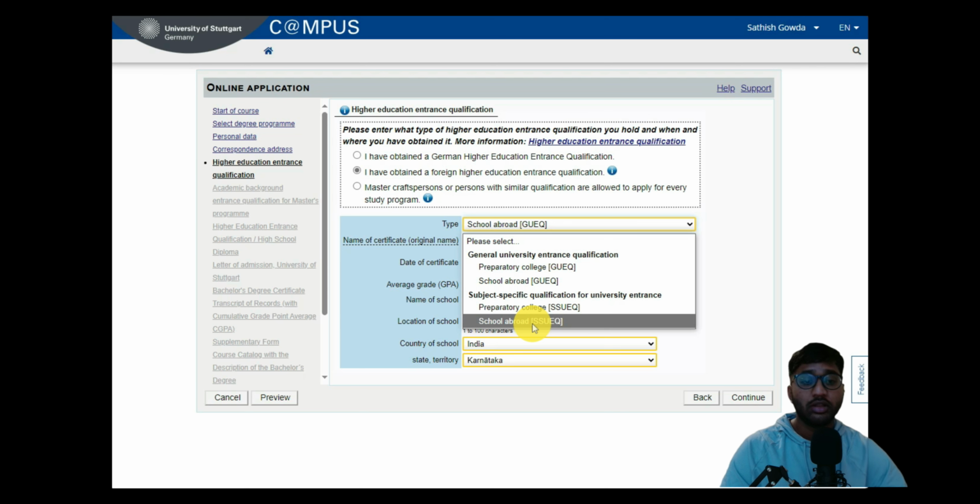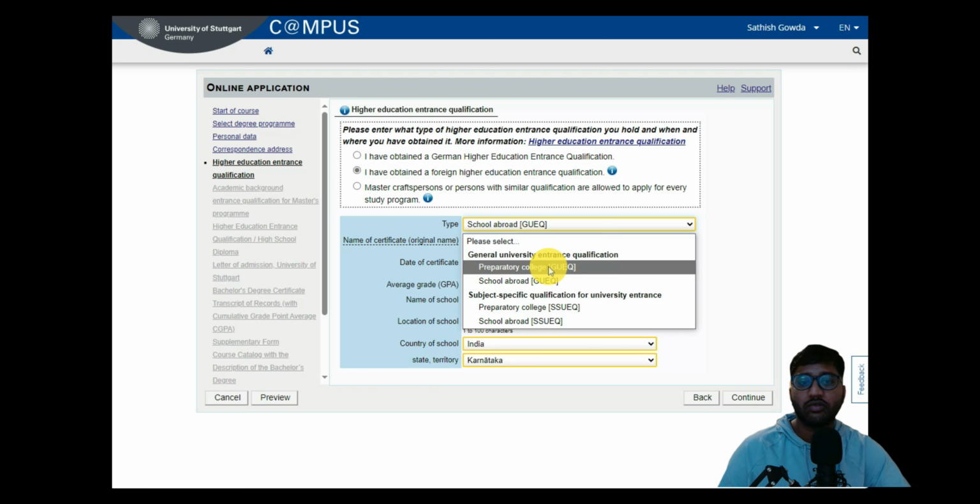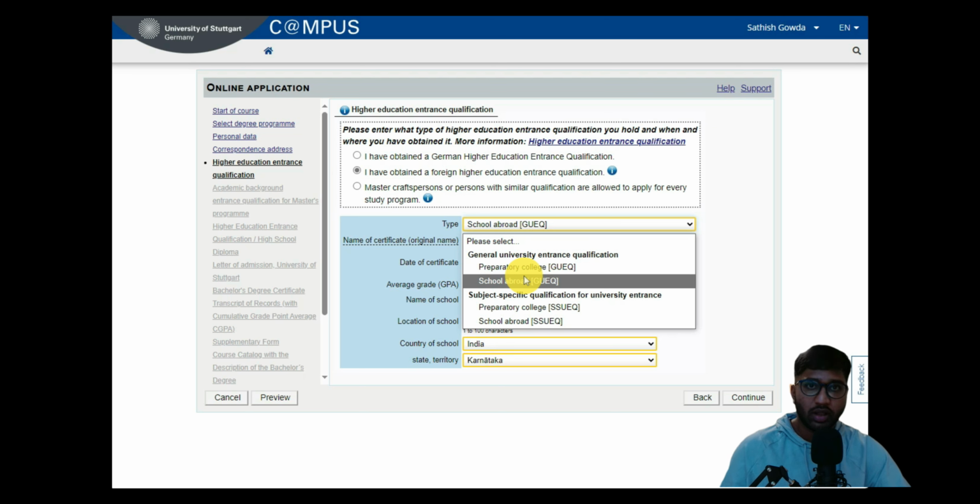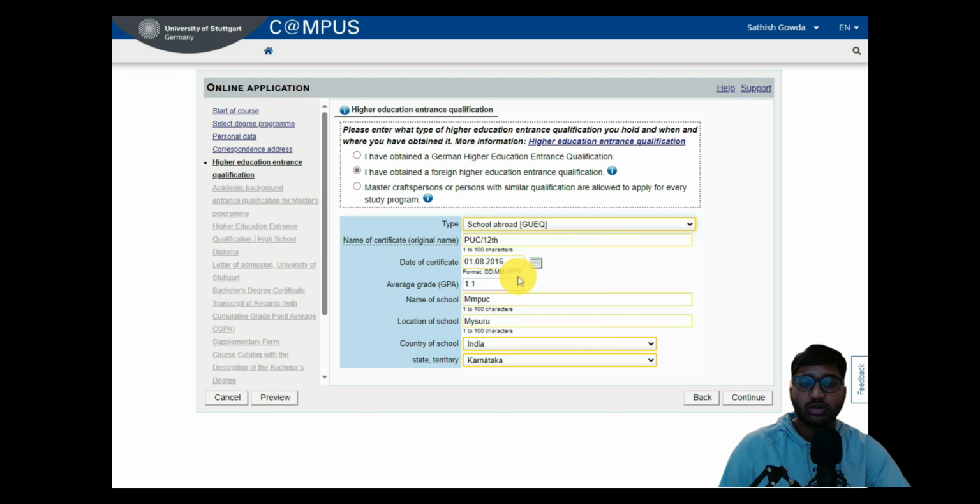You select this only when you have done a subject specific university entrance qualification, which in India is the diploma. But if you have done your proper 12th, which is general, then you have to select general university entrance qualification, which is school abroad. What I have done is PUC, which is 12th, and it is a general university entrance qualification. That's the reason I'm clicking school abroad, which is general university entrance qualification.